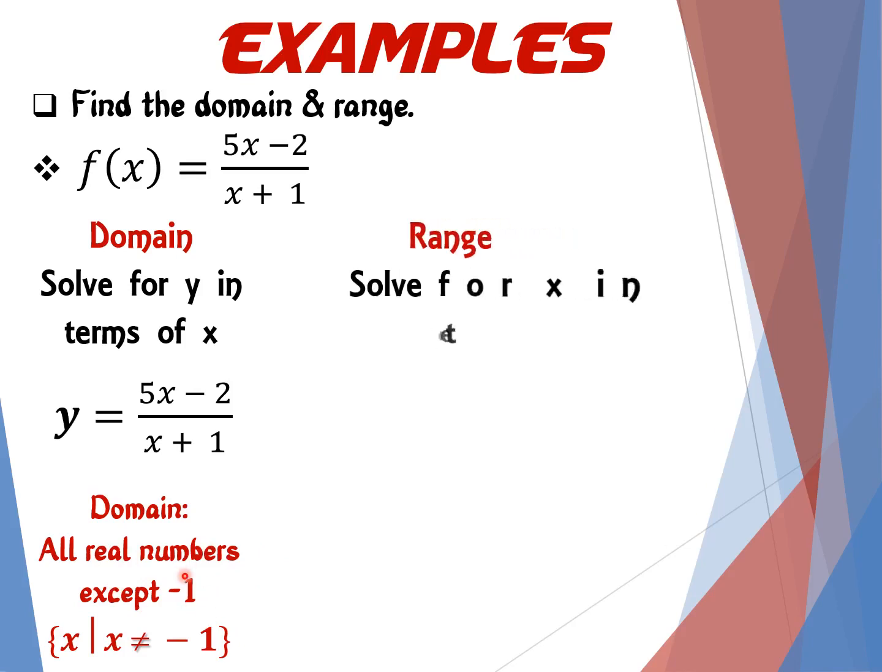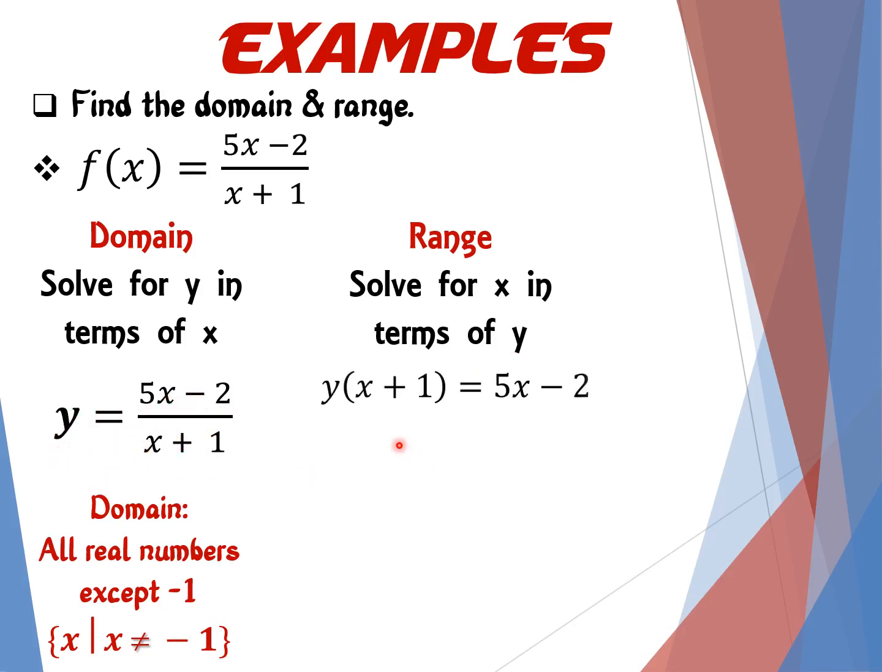Now, for the range, you're going to solve for x in terms of y. So using this given, by cross multiplication, we will have y times x plus 1 is equal to 5x minus 2 times the denominator 1. So we will write it this way. And then using the distributive property, you will have y times x plus y times 1. So that will give you xy plus y is equal to 5x minus 2. Since we are solving for x, we transpose all the terms with x to the left side and transpose positive y to the other side.